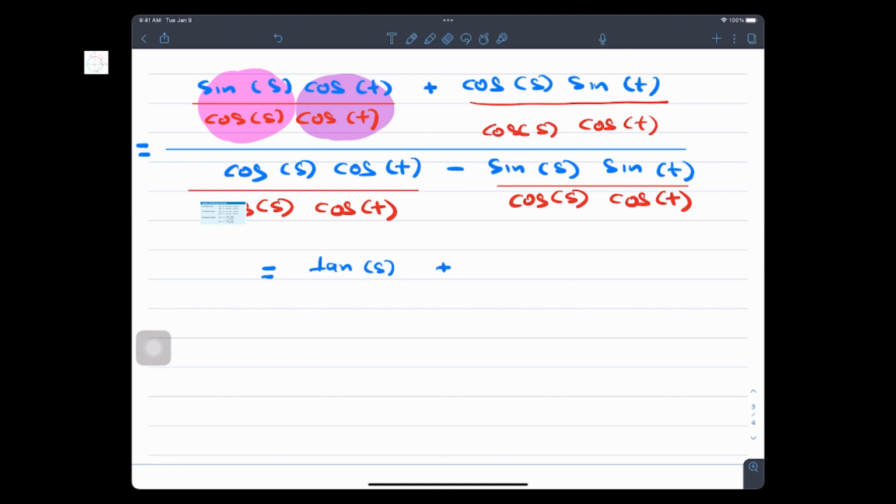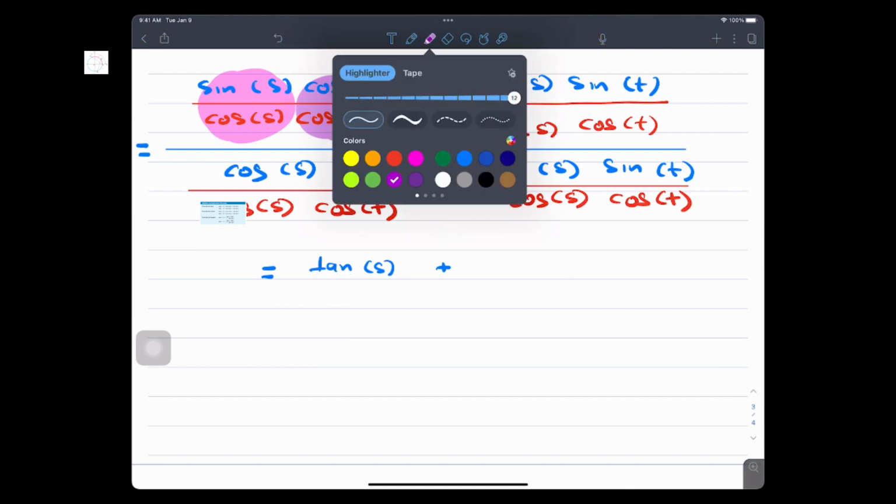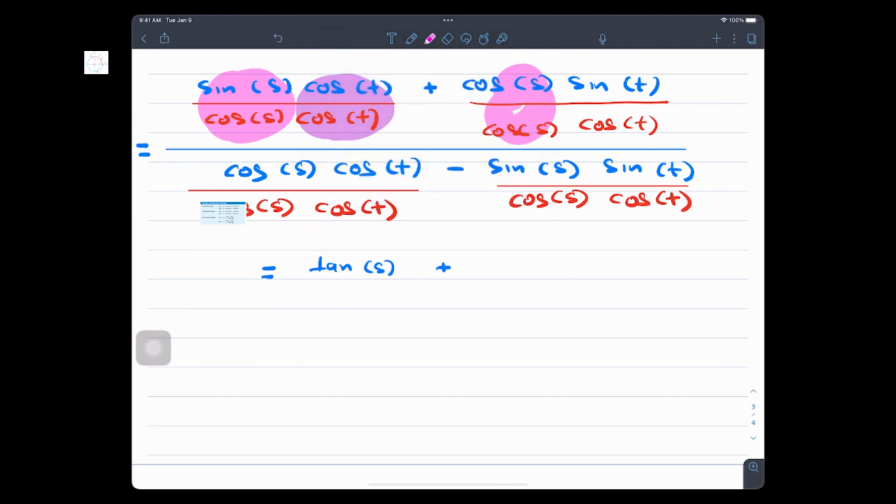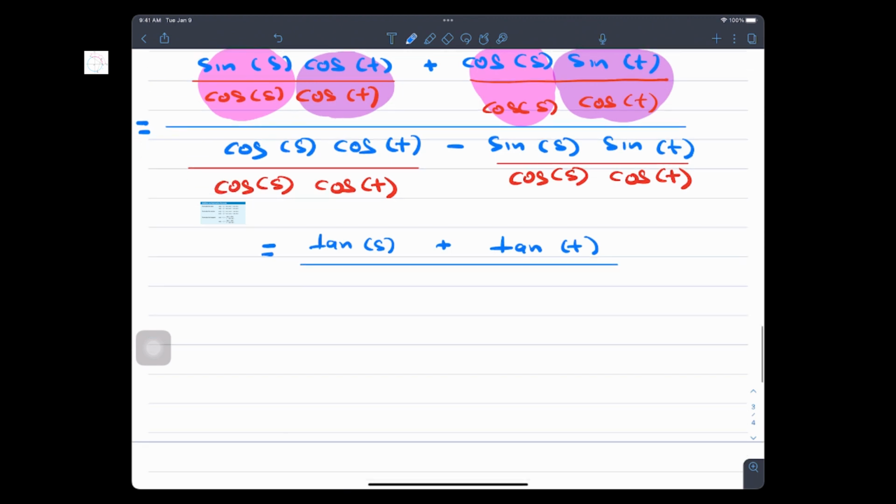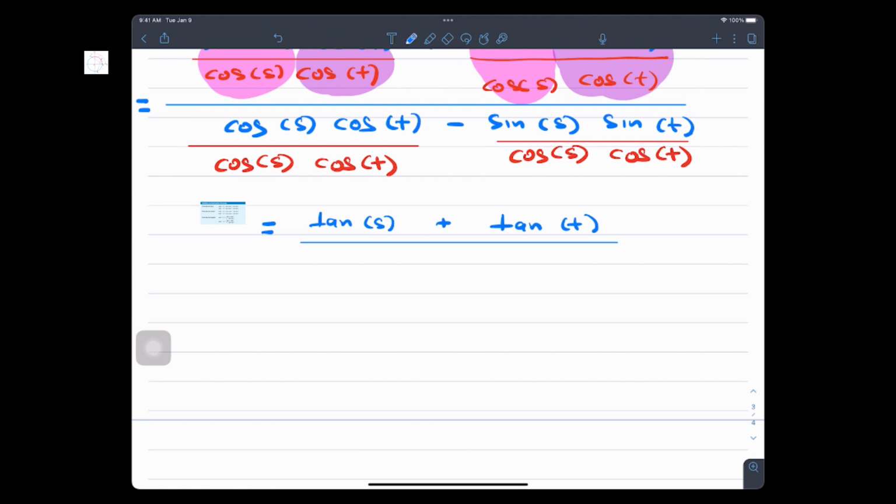Now I'll do the same thing over here. Okay. Cosine over cosine is 1. And now over here I got sine over cosine, and that's just simply tangent. So it's tangent of what? T. Over, well, what's going on here? Isn't this also 1? And this is also 1? This is what we're saying.